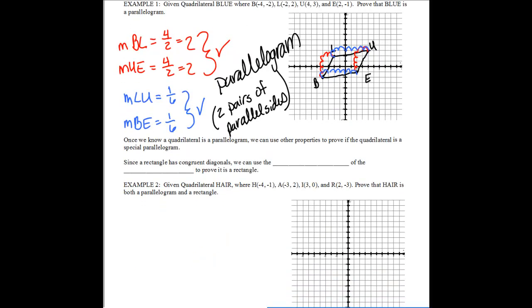Once we know a quadrilateral is a parallelogram, we can use other properties to prove if the quadrilateral is a special parallelogram. Remember that parallelograms could also be rhombuses, rectangles, and squares as well. Since a rectangle has congruent diagonals, we can use the lengths of the diagonals to prove it is a rectangle.